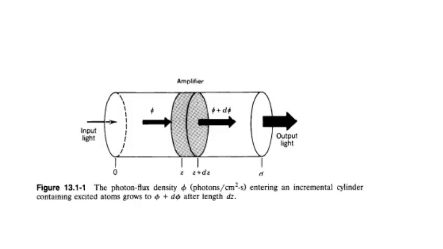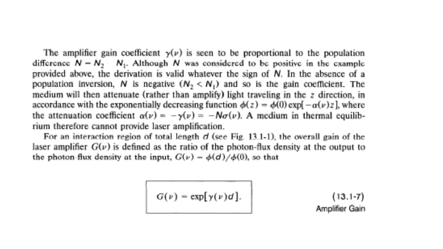Here it is shown that the photon flux density phi enters the incremental cylinder, and the excited atoms give phi plus d phi. The move from phi to phi plus d phi is shown here. Now the amplifier gain is seen to be proportional to the population difference n1 minus n2, although N was considered to be positive in the example provided above.